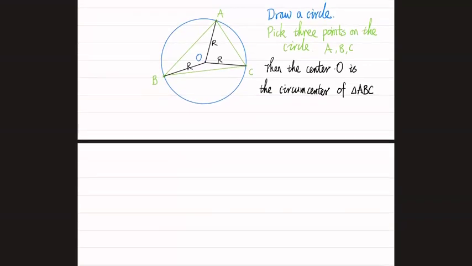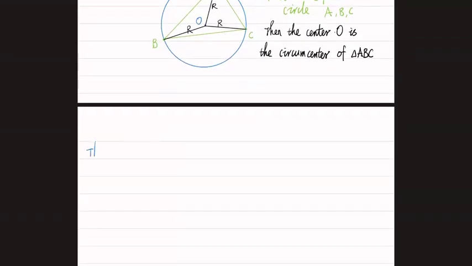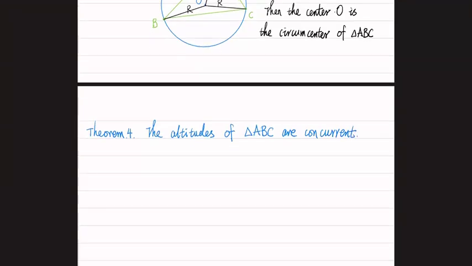Then the fourth construction. We show that the altitudes are concurrent.